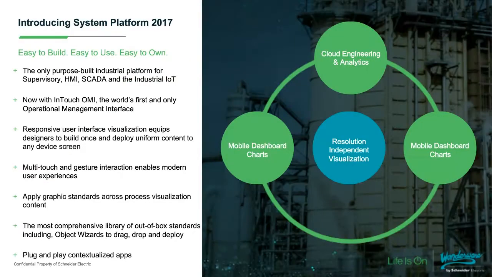So when we start introducing System Platform 2017, and we look at the key statements of easy to build, easy to use, and easy to own, we try to put a little bit of meat behind what that means. So we talk about the only purpose-built industrial platform for supervisory human-machine interface, supervisory control, as well as the industrial Internet of Things. The capability and the focus of what we have with System Platform 2017, being a distributed standards-based platform, is unique in the industry.